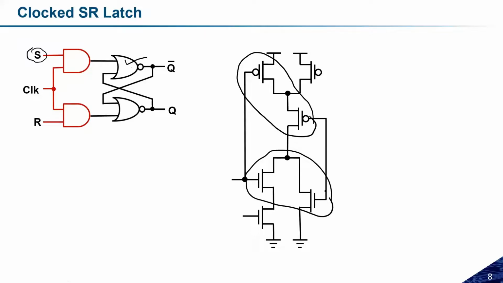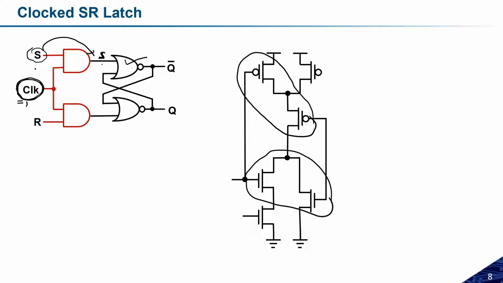Now, whatever input we have provided, like S in the previous circuit, this S is not directly connected, it is also a function of the clock. So it depends on the clock signal as well. It means that if clock is equal to 1, then this S will be transferred, otherwise this S will not be transferred at this node.